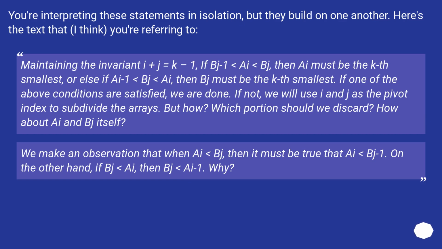But how? Which portion should we discard? How about ai and bj itself? We make an observation that when ai less than bj, then it must be true that ai less than bj1. On the other hand, if bj less than ai, then bj less than ai1. Why?